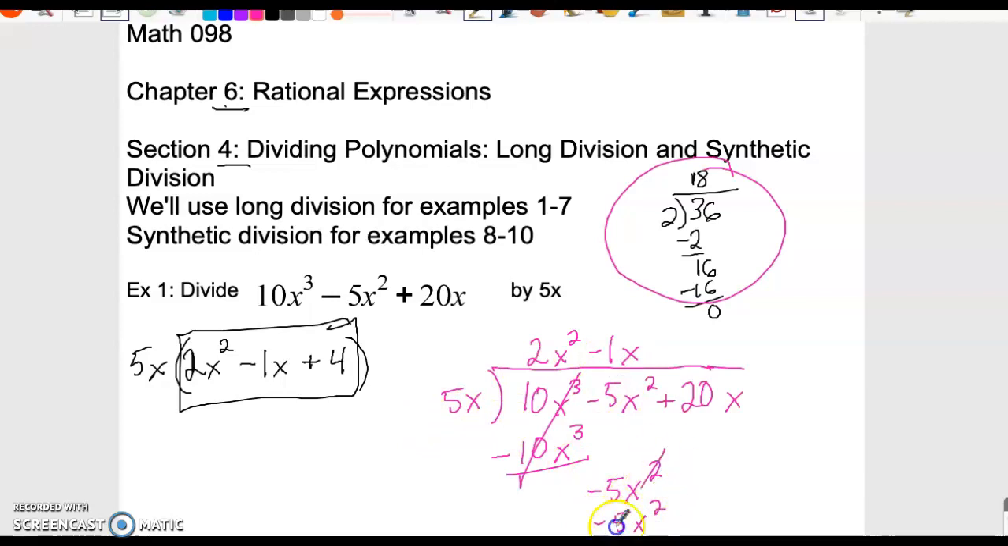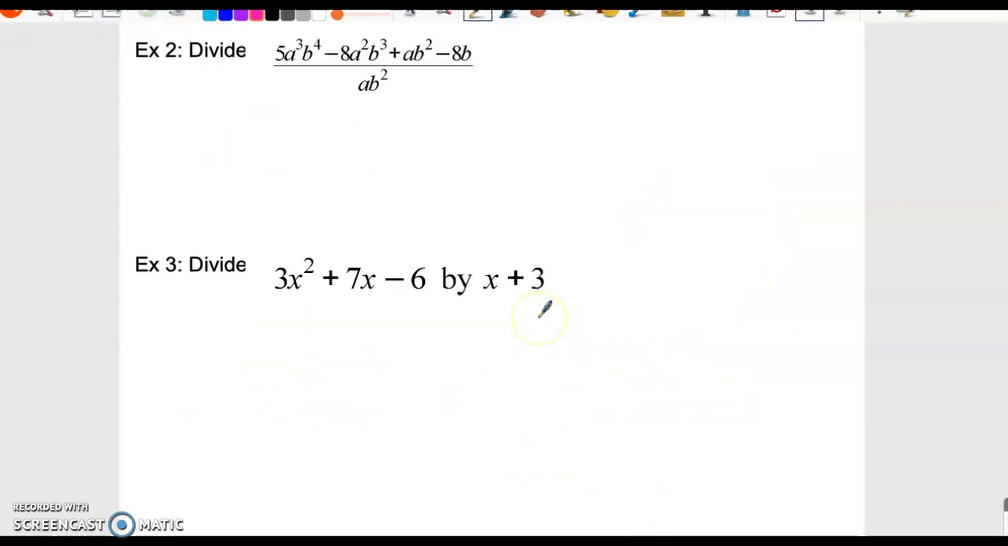I would do it one more time. So you subtract off. Subtracting a negative turns into plus, so they cancel. And then that 20x, you do the same thing, it'll be 4. So the answer is 2x squared minus 1x plus 4. As we move forward, I want you to practice the long division.